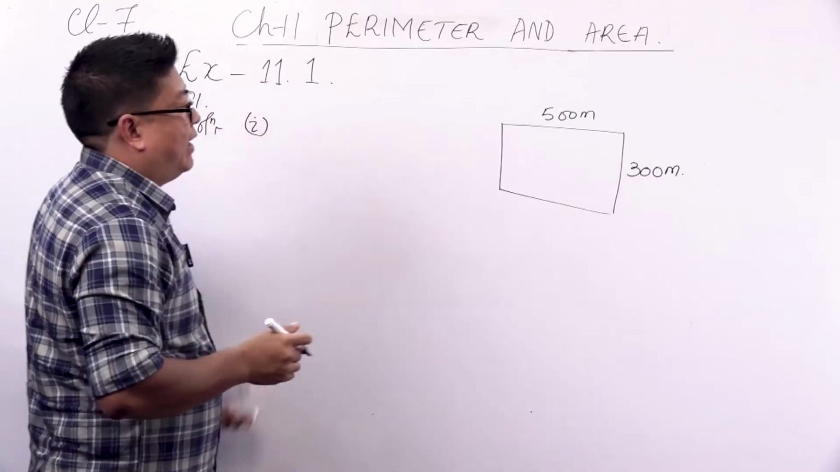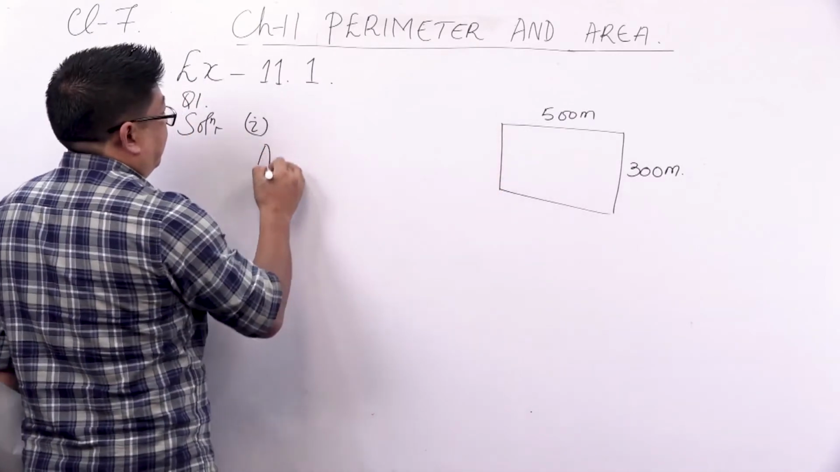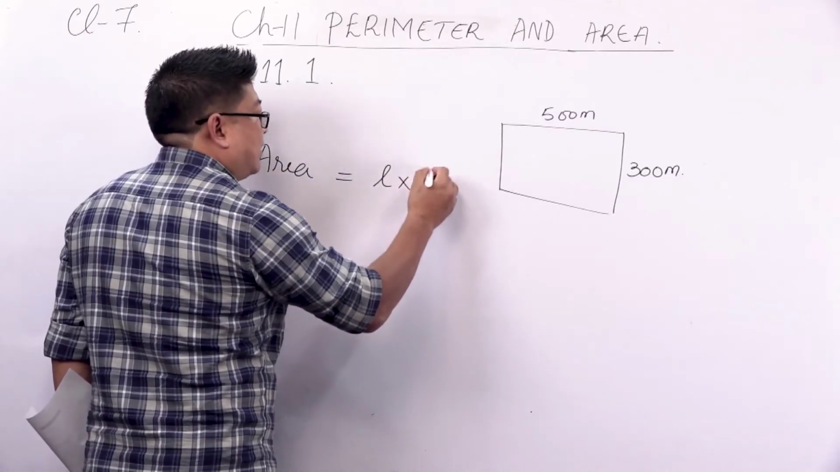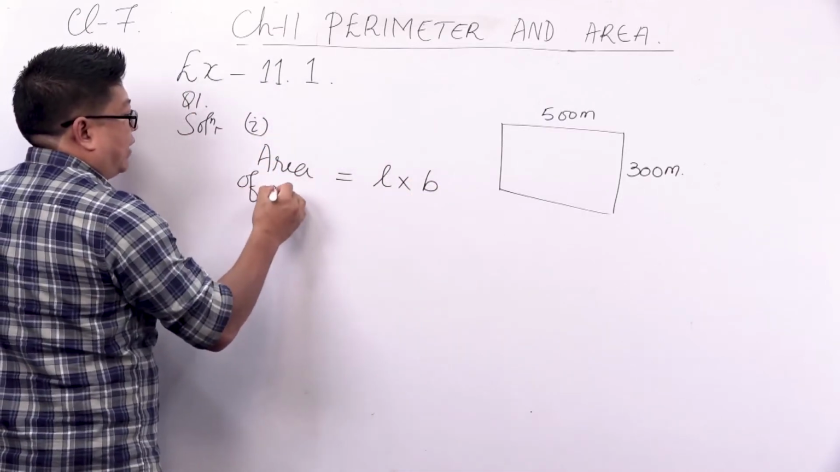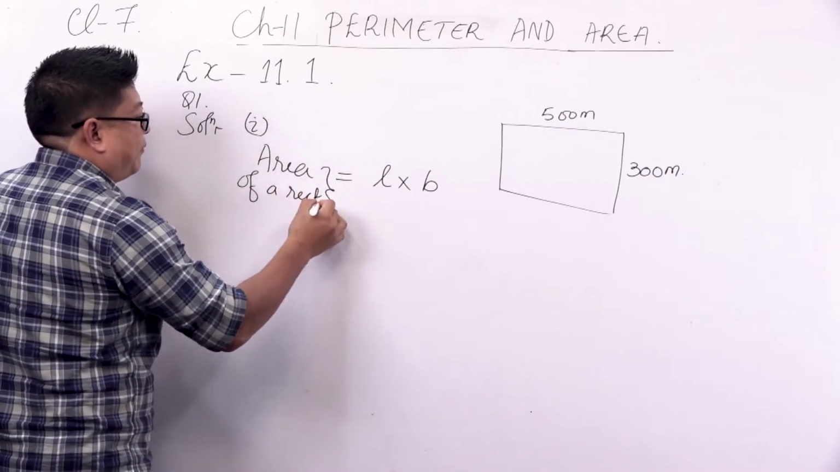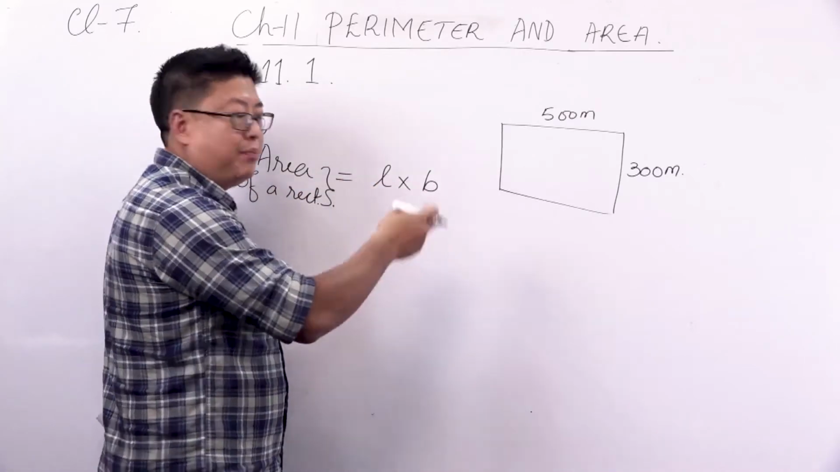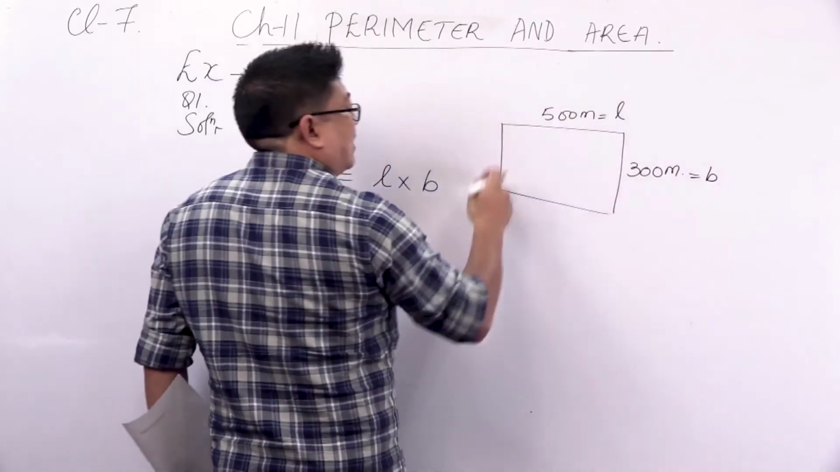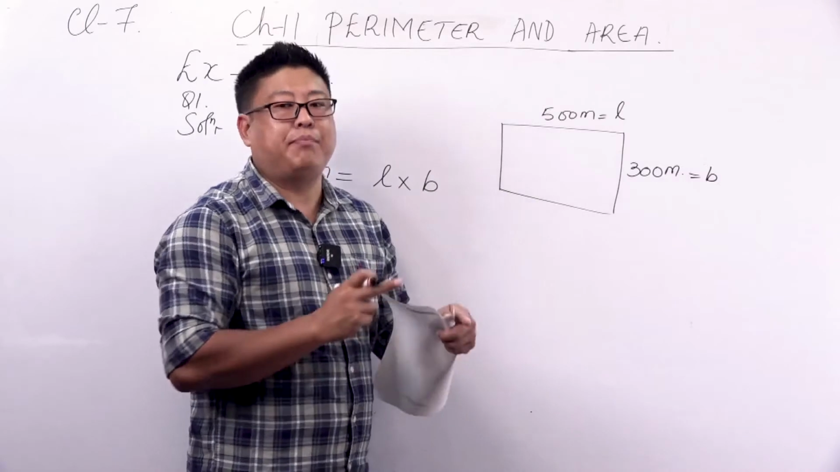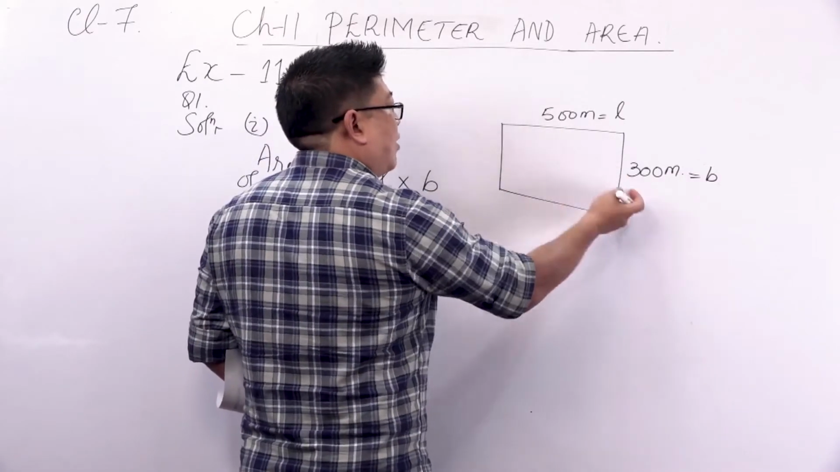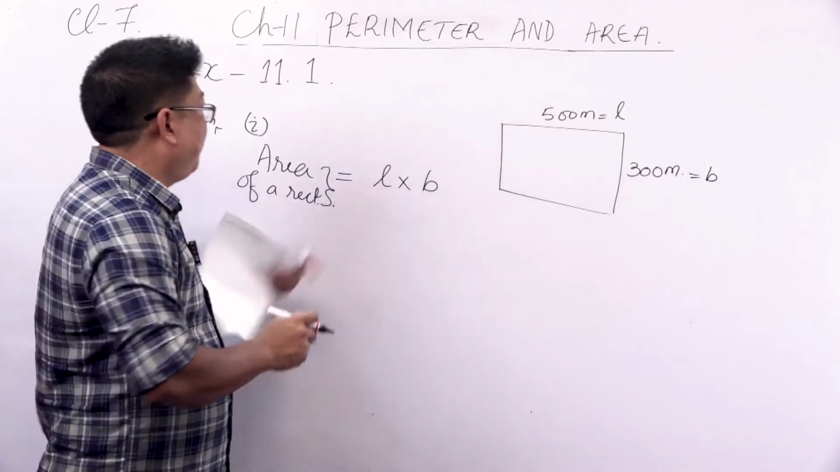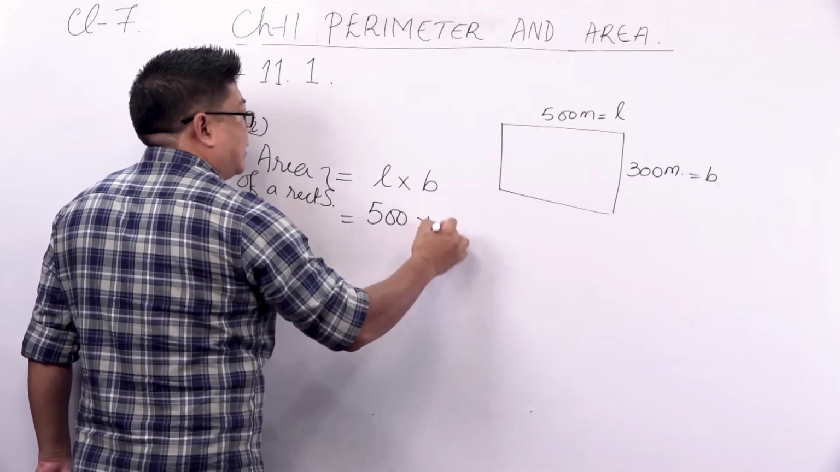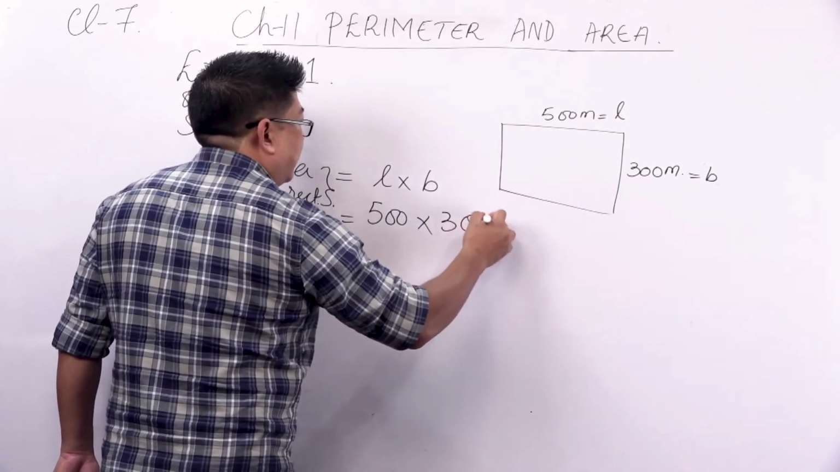First, let's look at the first part. Now, to find the area, we have to know the formula. So the formula is area of a rectangle is equal to length into breadth. Do not forget, area of a rectangle is equal to length into breadth. Here this is your length and this is your breadth. Since it is already mentioned rectangular piece of land, the opposite sides are the same. So we have length into breadth. In place of L we will write 500. In place of B we will write 300.